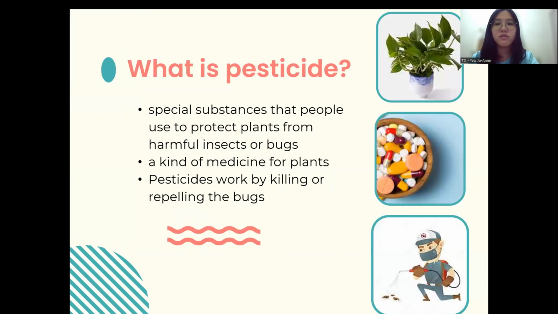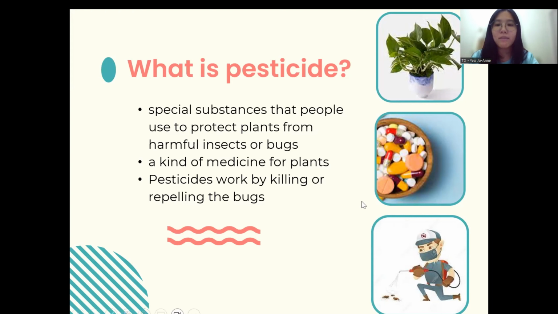First, I will introduce what is pesticide. Pesticides are special substances that people use to protect plants from harmful insects or bugs. They help keep plants healthy by stopping these insects from eating or damaging them. Think of it as a kind of medicine for plants. Just like we use medicine when we are sick, pesticides come in different forms like spray, powders, or tiny balls. People apply them to plants, gardens, or farms to keep the bugs away.